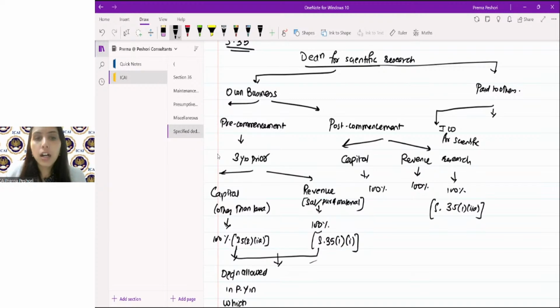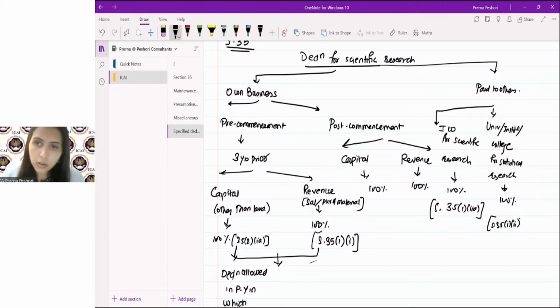Then approved notified research association, university, college or other institution. Then even this is allowed 100% for statistical research. For statistical research, this is allowed 100% under section 35(1)(2).